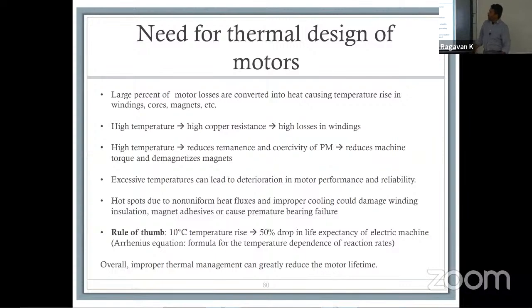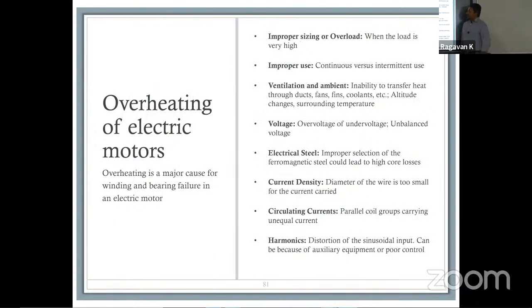All right, so in terms of overheating, what can lead to issues of overheating inside an electric machine? You can have improper sizing or overload. We know that. You put too much power into it, it will start to overheat. It will try to draw more current. The more current it draws, I squared R losses go up. Easy. Improper use is the one that people often don't take into consideration.